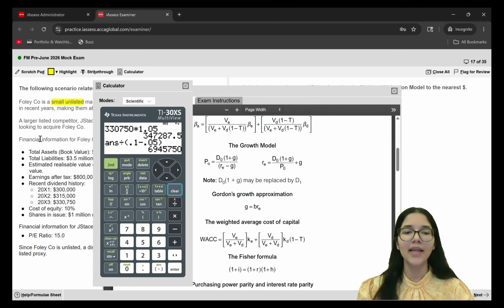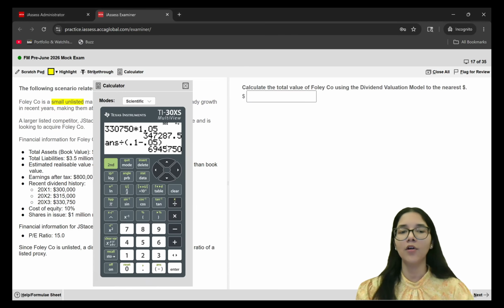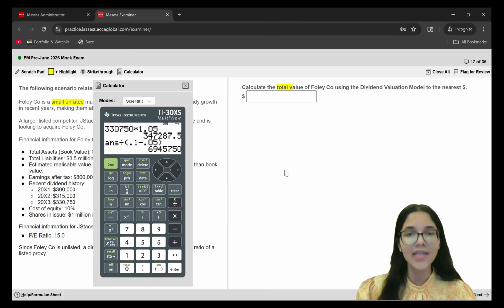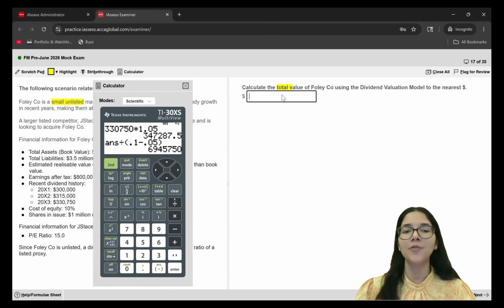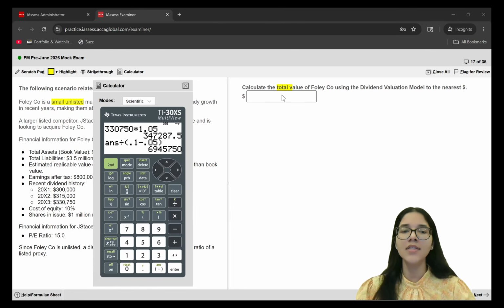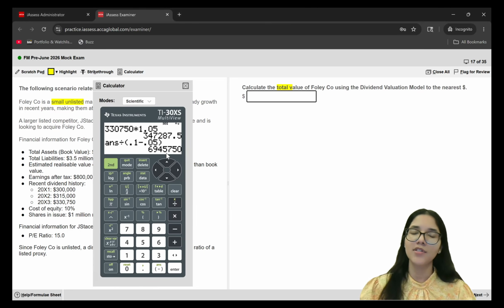So I close the brackets, hit enter, and this is actually the total value of the company that I have calculated. So here the total itself has been asked, so I do not need to divide this with the number of shares to get the one share value. This over here has to be my final answer, and it is asked for me to calculate to the nearest dollars. So lucky for us, there are no decimals also, otherwise we would have to round it off.